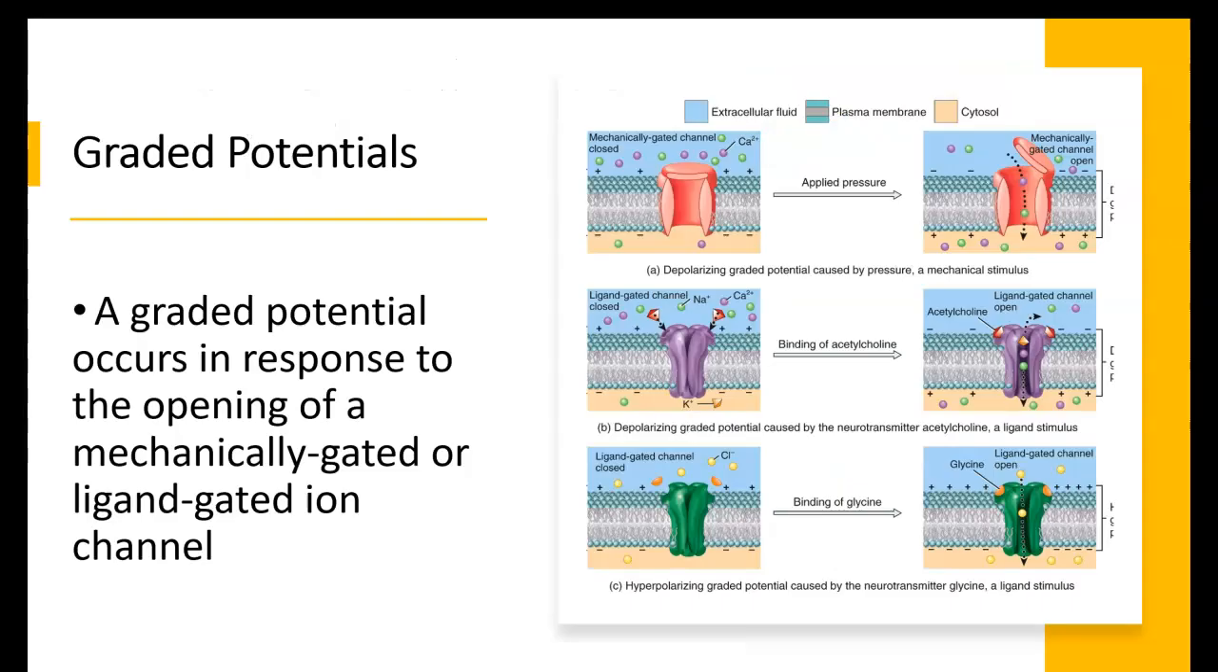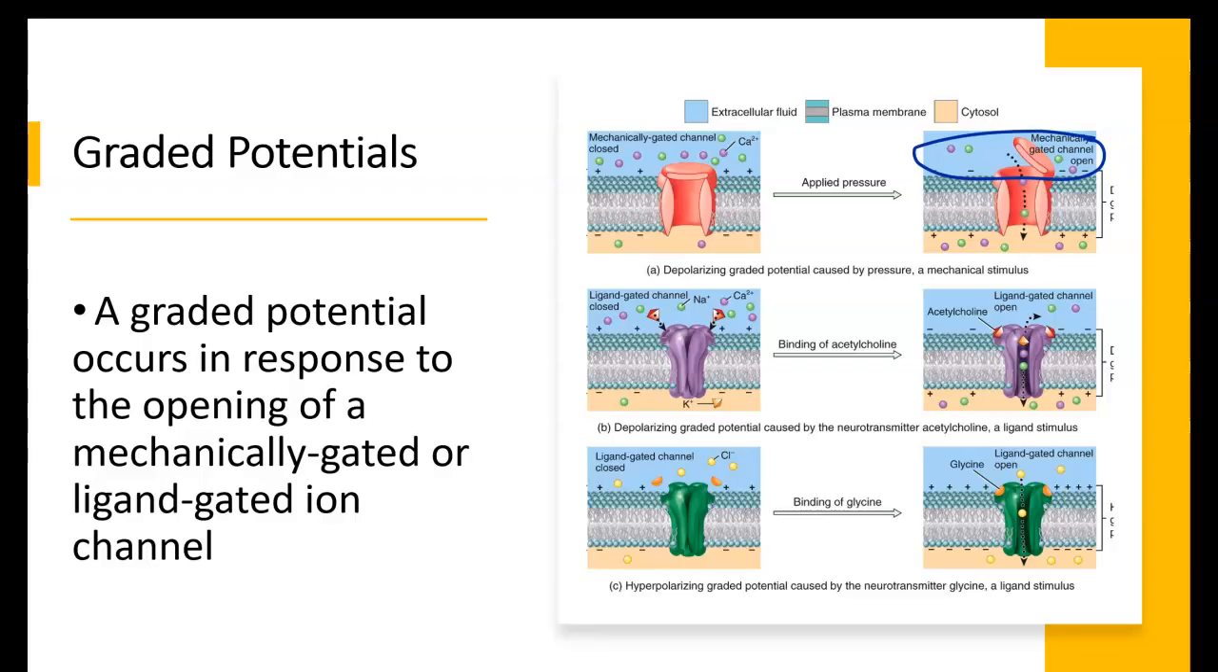With the graded potentials, it's going to occur in response to the opening of a mechanically gated or ligand-gated ion channel. So, different ways that we could do these different graded potentials. You could have what's known as a mechanically gated channel, and that is going to be where you can apply a pressure. When you apply pressure to it, it will then open this channel up, and it's going to allow those ions to flow through.